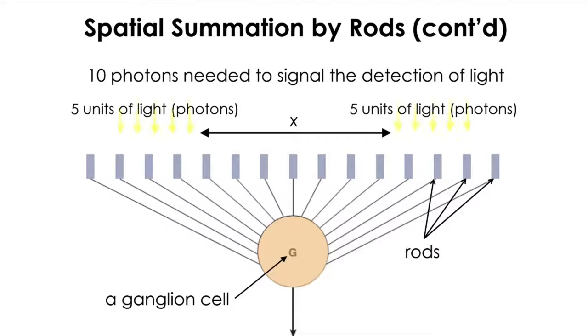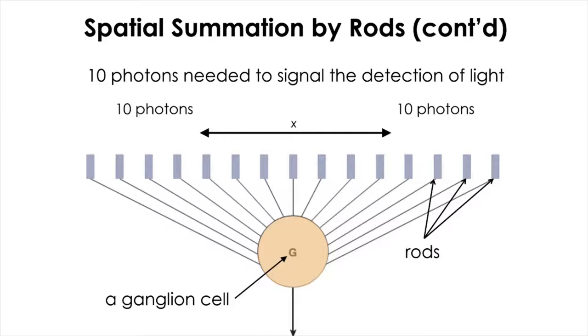So here, the subthreshold amounts of the 2 lights will be added up over this distance to signal a single light detection event. But unfortunately, the consequence of this summation is poor spatial resolution.